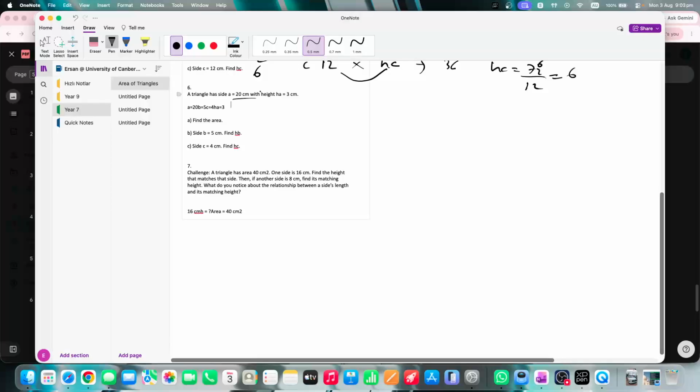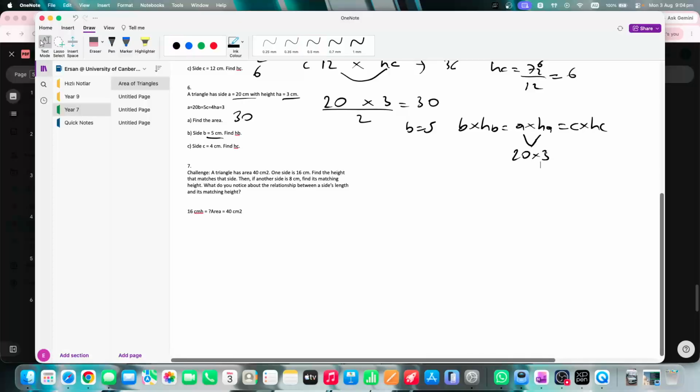So a triangle has side A 20, with a height 3. Okay, 20 times 3 is my A times HA, and if I divide by 2, then I find the area, which is simply 30. Alright, that's it. So if B is 5, then B times HB should be the same as A times HA and C times HC. So I know this, right? It's 20 times 3 basically.